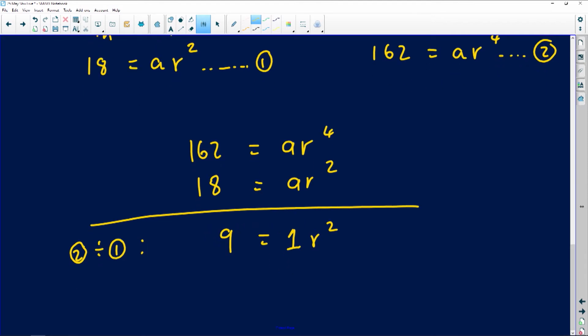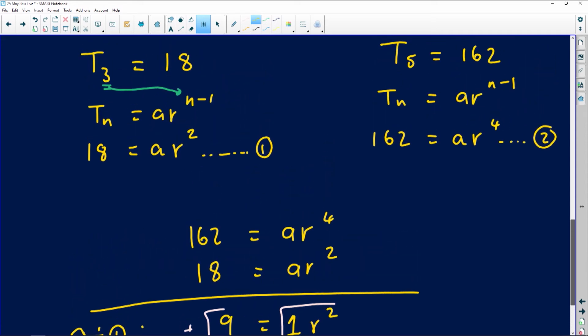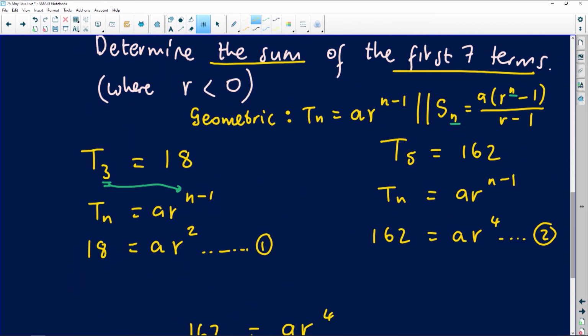If I take the square root on both sides, then my R value is going to come out as plus or minus a beautiful number, which happens to be 3. But remember, they told you the condition at the top. They said your ratio can only be a number that is less than 0. That's what the examiner said: where R is less than 0.